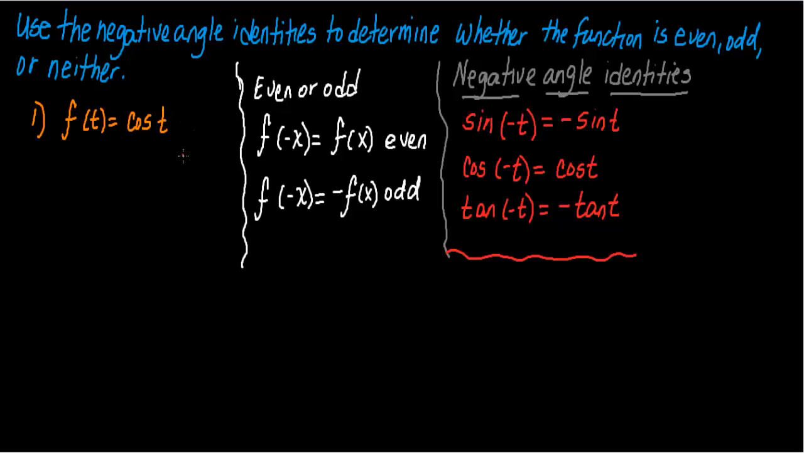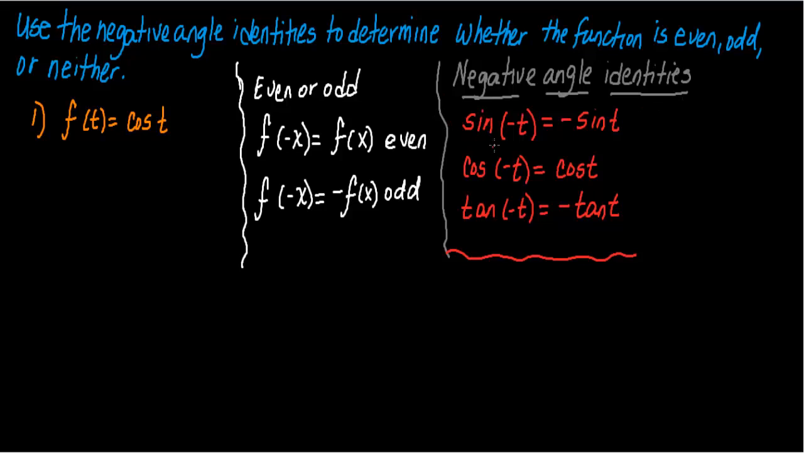In this video, we're going to discuss how to determine if the given function is even or odd. It says in the instructions, use the negative angle identities to determine whether the function is even, odd, or neither. Here are the negative angle identities.